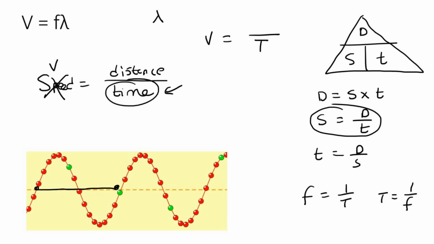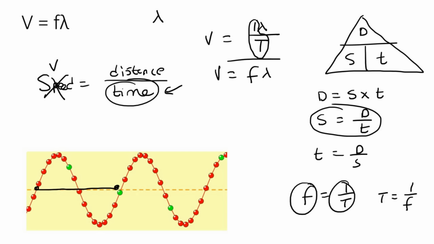So if you look carefully over here, there's a lambda. Now you can imagine that there's a 1 in the front there. That doesn't do any harm. So here we have 1 over T. So 1 over T is the same as f. And so we can then get the formula like that.